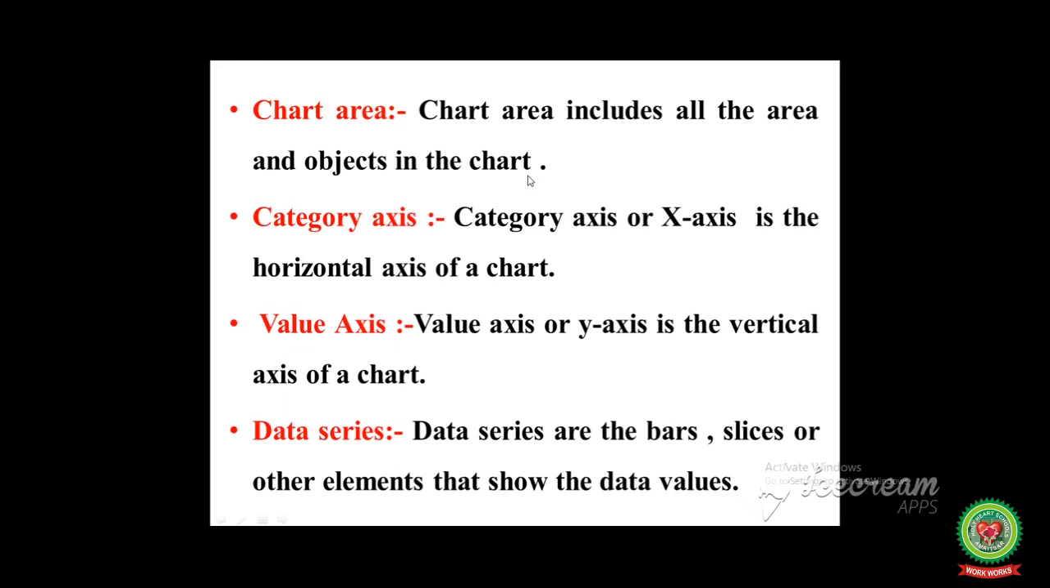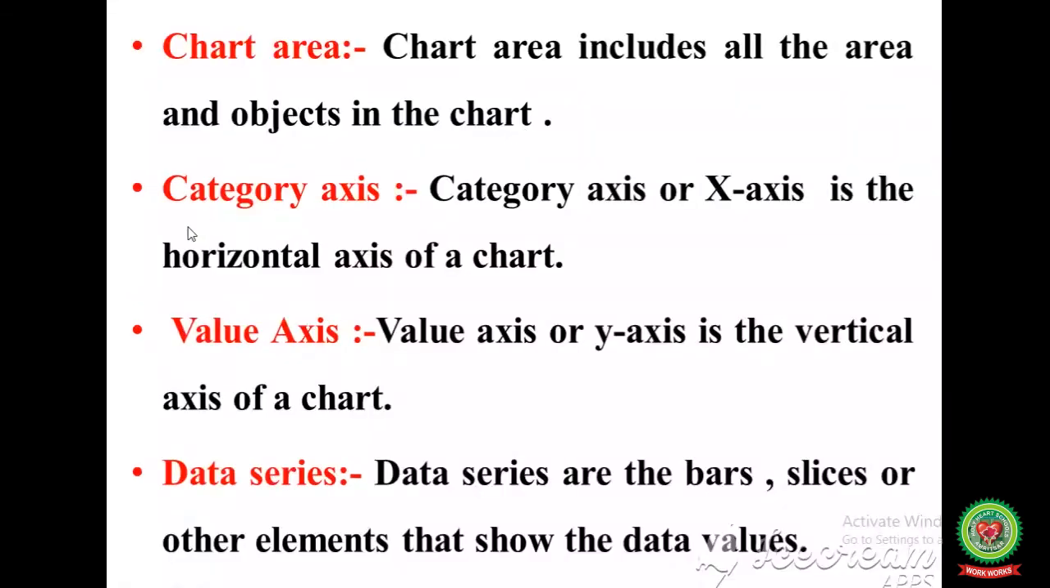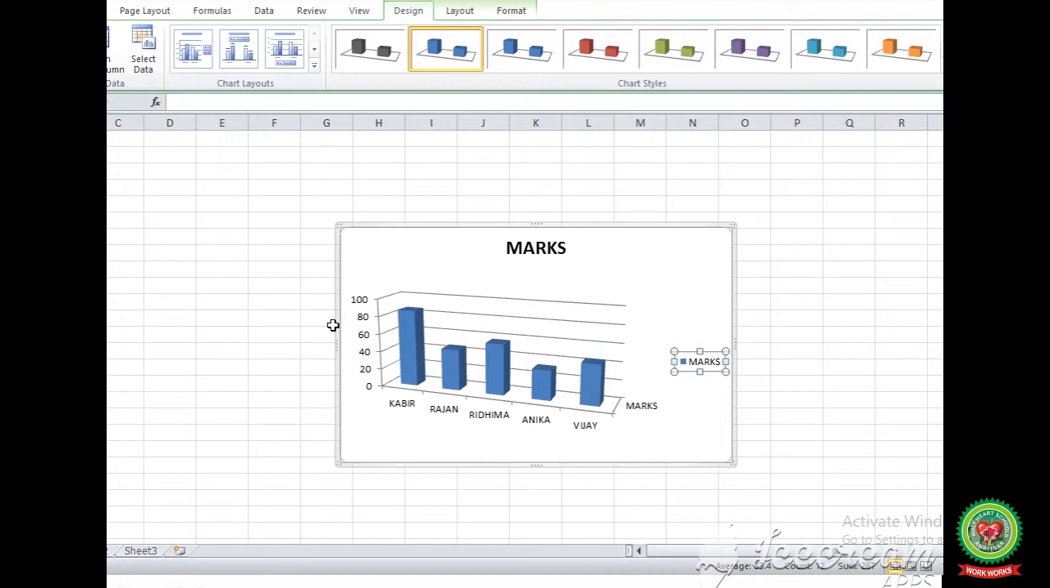Next, students, you have learnt about axis in mathematics. What is axis? Axis is a fixed line used for measurements. So we have 2 types of axis, x-axis and y-axis. So next component is category axis. Category axis is also called x-axis, as you have done in mathematics. So this horizontal line, horizontal axis, is called a category axis or x-axis.